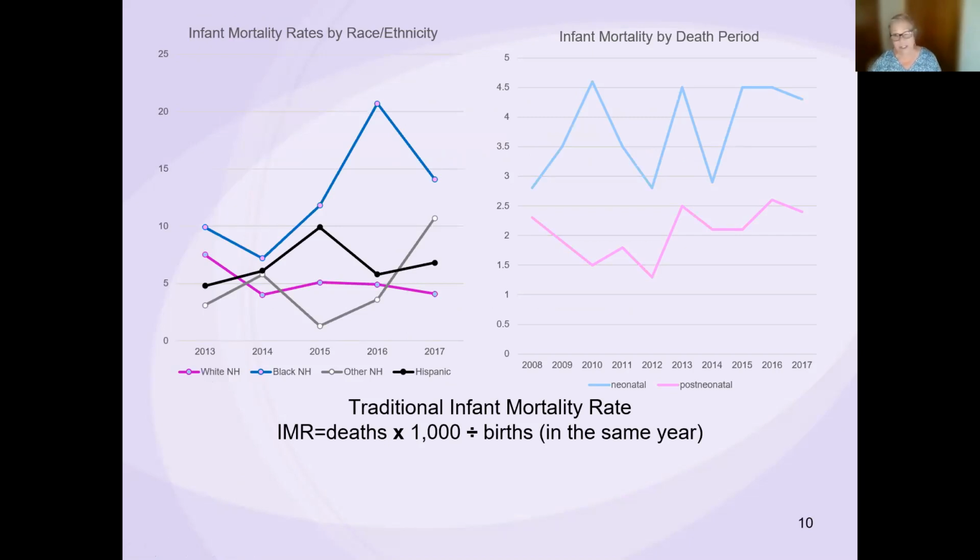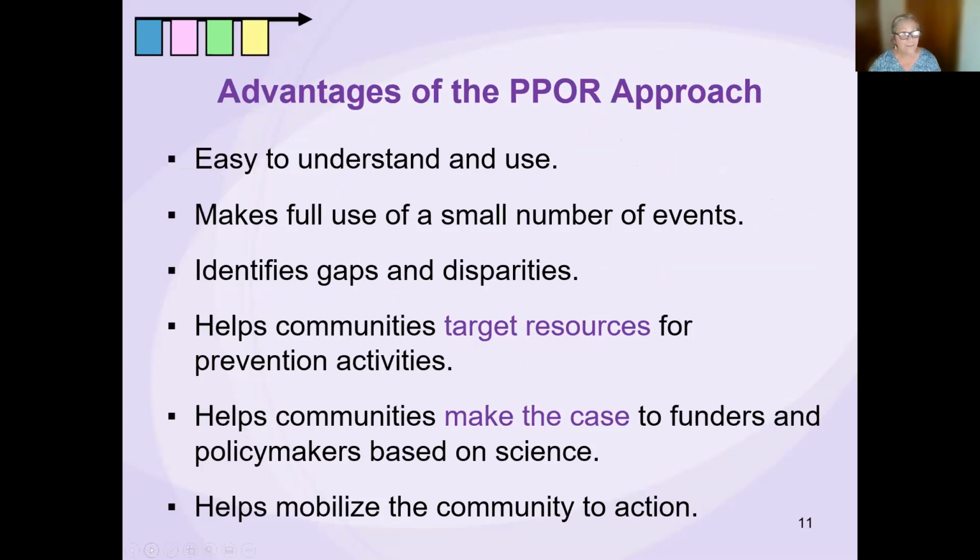We have these traditional infant mortality rates that we watch and watch and watch, and they go up and down and up and down. We can break them down by race, on the left here, or we can break them down by period, neonatal and postnatal, is what it shows there. But this doesn't tell us what to do. We need to know what to do. That's why these communities who helped develop it were so interested in developing it.